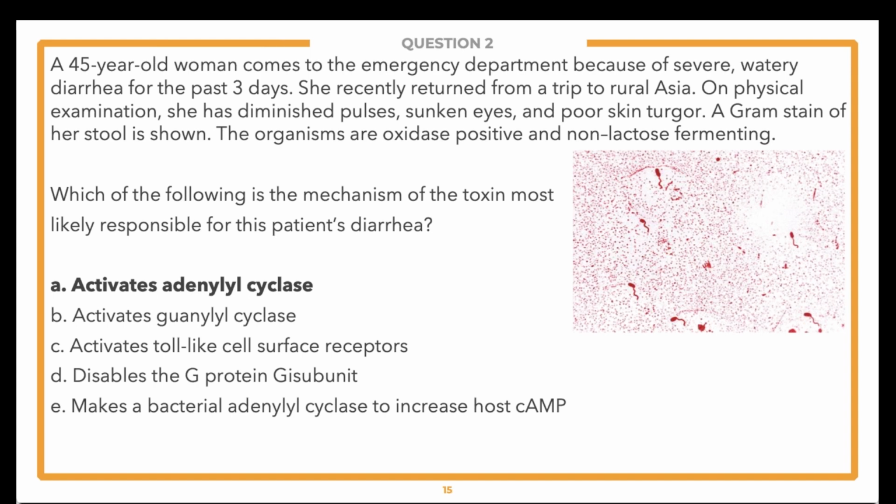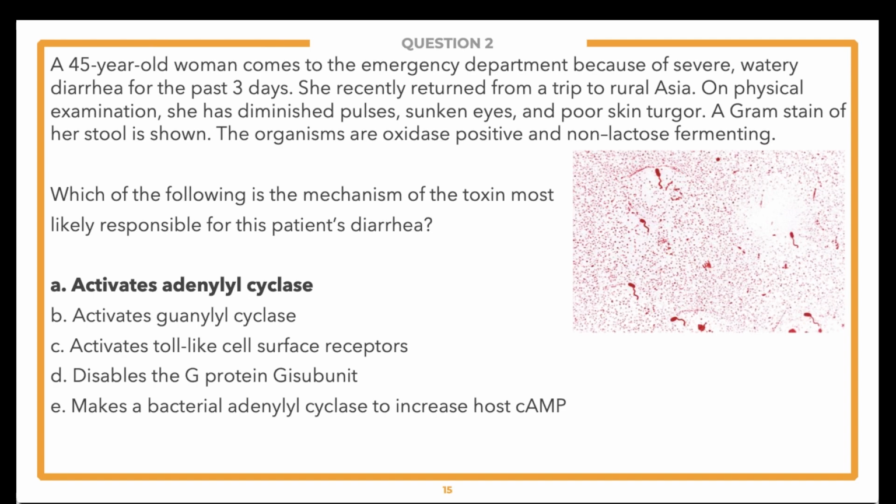So the stool culture here. We know that it's gram negative. It's non-lactose fermenting, oxidase positive, but it's comma shaped, right? So the comma shaped organisms there, that's a clear sign of Vibrio cholerae. So you got the disease.